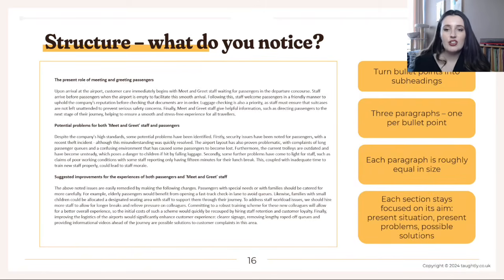And do make sure that each section stays focused on its aim. So the first paragraph is all about the present situation. The second paragraph is about present problems, and the third paragraph is about possible solutions in the future. When some of my students did this exam question, I did notice they kind of mixed up the second and third bullet points, with lots of them suggesting solutions as they went through the problems, and it ended up with them losing focus and repeating themselves quite a lot.